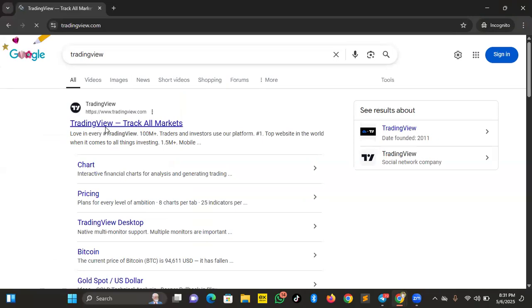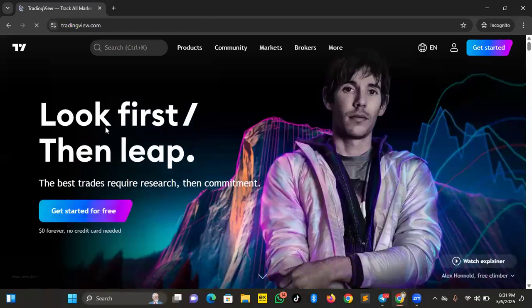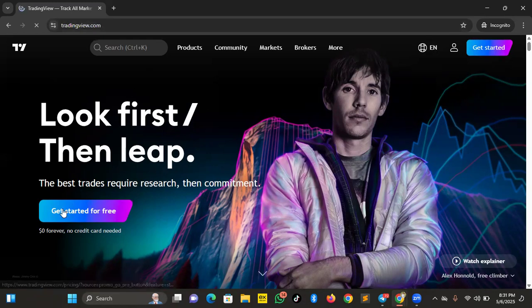The moment you click on it, as I said, TradingView is absolutely free, guys. You don't need to pay a dime. It's going to bring you to this page. When it brings you to this page, what you need to do is click on get started, right? Get started for free, $0 forever, whatever. So just click on get started.